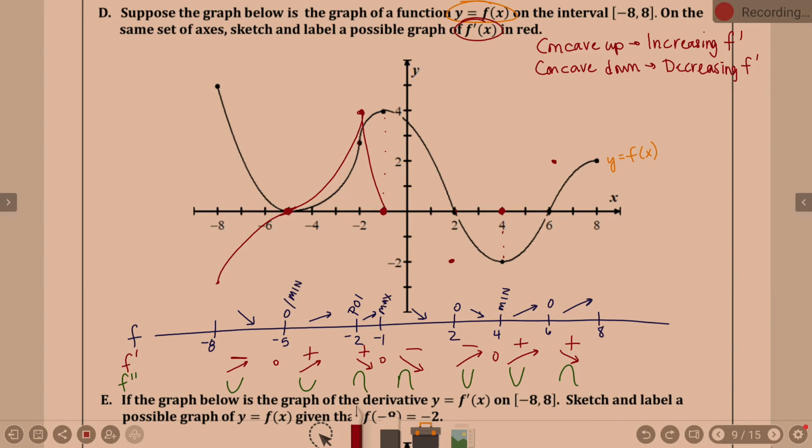From -1 to 2, my graph is decreasing. Should be concave down. Why do I not have my graph concave down? I don't know this. I had this all straightened out, and now put me in front of you guys, and I'm struggling.